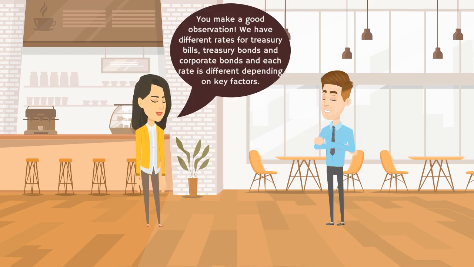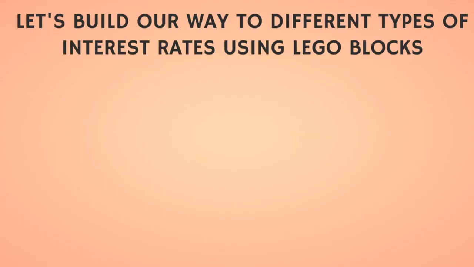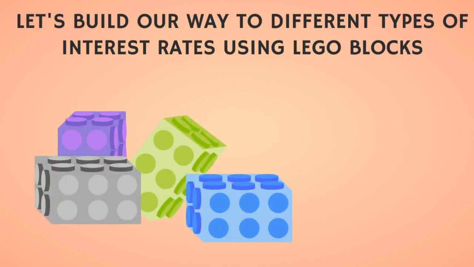You make a good observation. We have different rates for Treasury bills, Treasury bonds and corporate bonds, and each rate is different depending on key factors. Let's build our way to different types of interest rates using Lego blocks and see how this knowledge can be applied in real life.